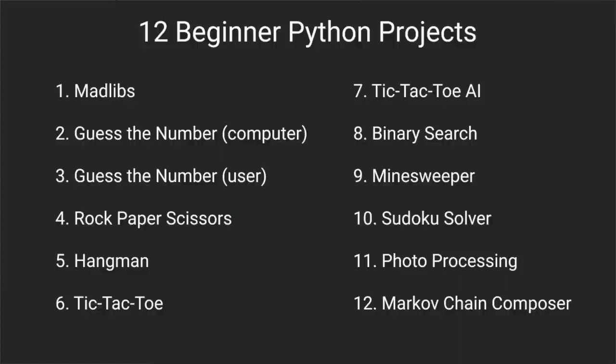Now, a couple of notes before we begin. Here's a list of all the projects. These projects are in order from what I consider to be the easiest, most beginner-friendly, to the most complex. They'll range from Mad Libs, which is just string concatenation, to an unbeatable tic-tac-toe AI, to photo editing in Python.